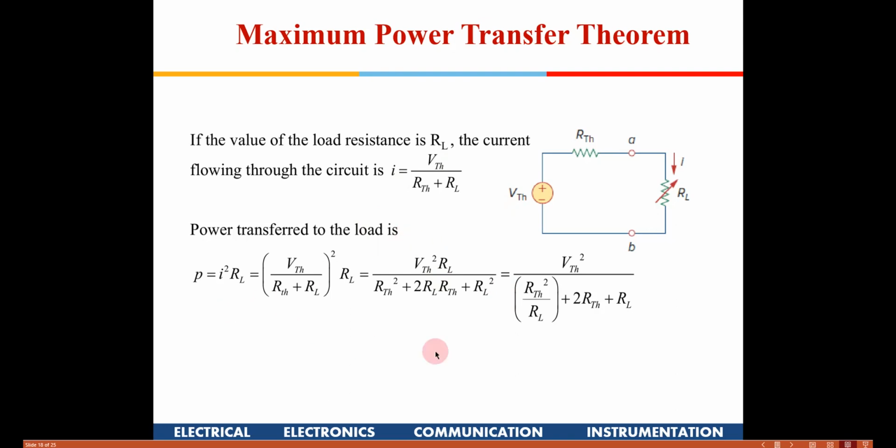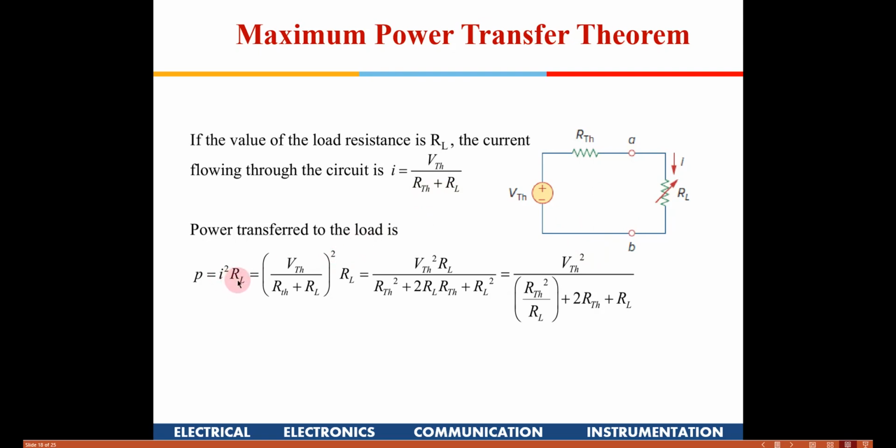So let's derive that equation and that condition. So this is VTH, this is RTH, and this is RL. This is a variable; as of now we are taking it as a variable. So the current which is going to flow into RL will be I equal to VTH divided by RTH plus RL. RTH is fixed and VTH is fixed, only RL is a variable. It is just a simple mesh with one voltage source and two resistances in series, RTH plus RL.